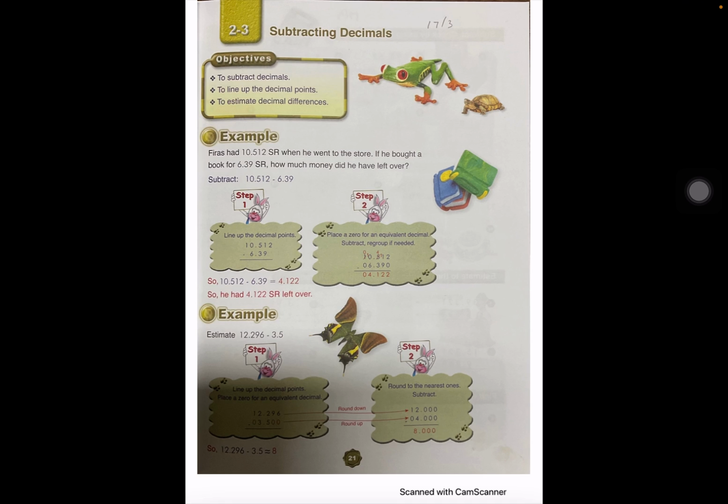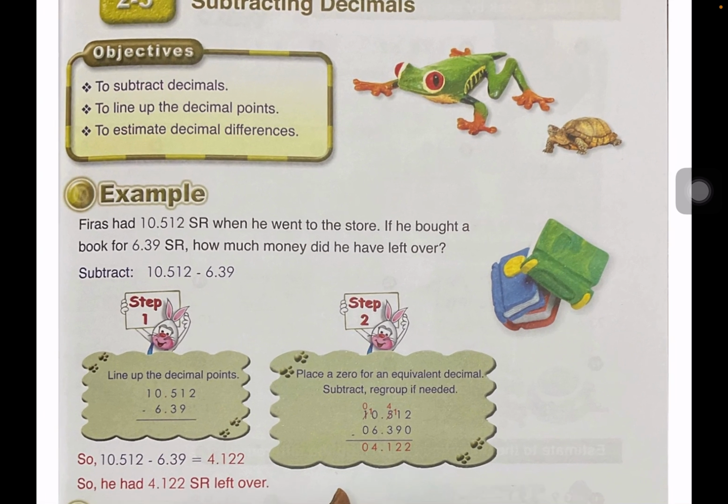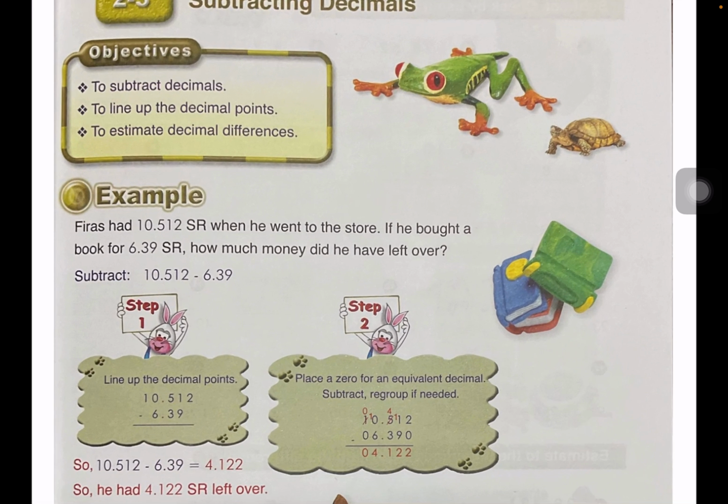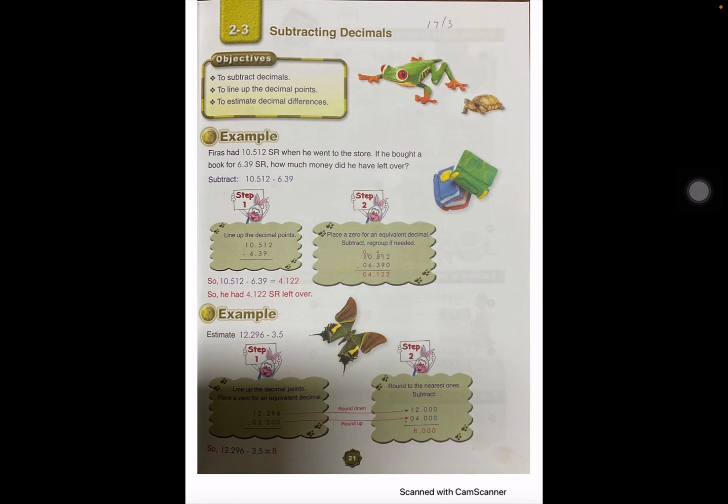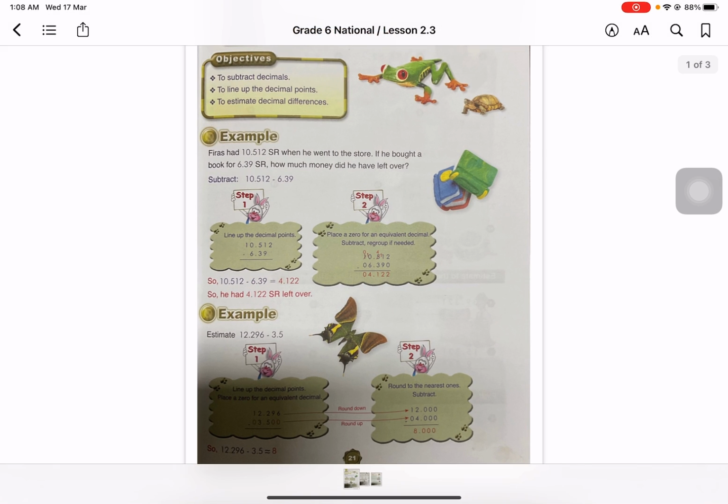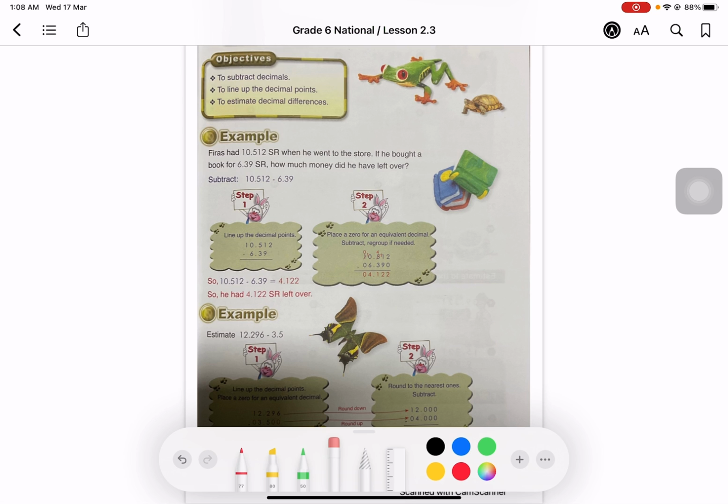Okay, now for example 1, they said Firas had 10.512 riyal when he went to the store. So he has this money. What did he do? He bought things. How much did he pay? He paid 6.39. What will happen to his money? His money will be less. So they are asking how much money did he have left over? To know how much money he had left over, you need to subtract.